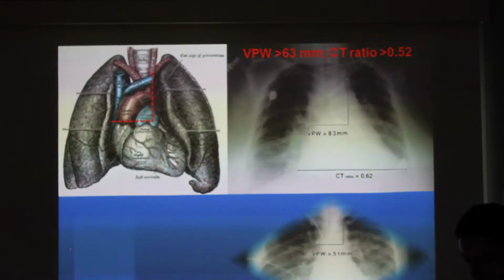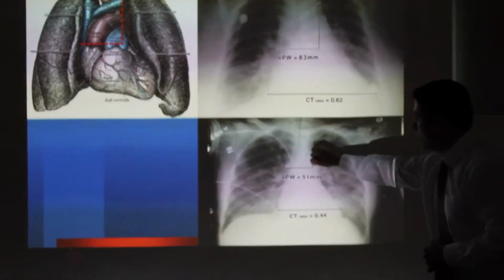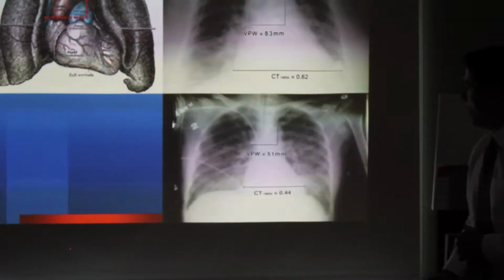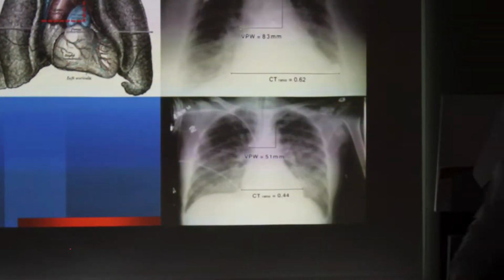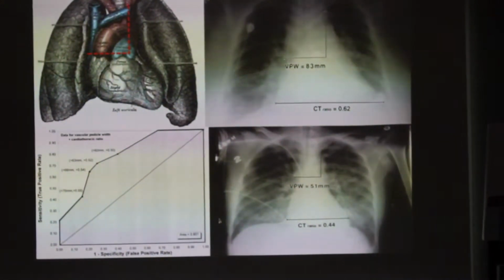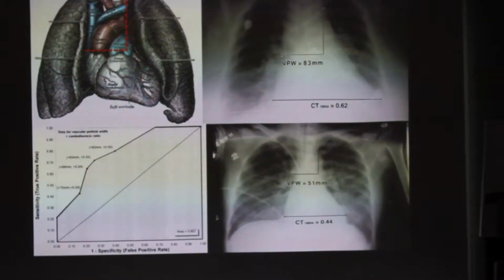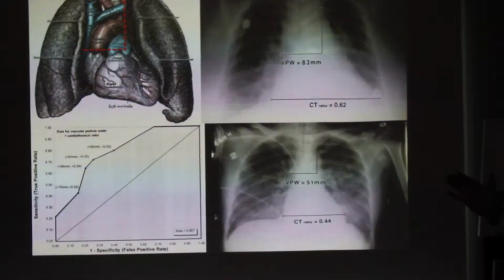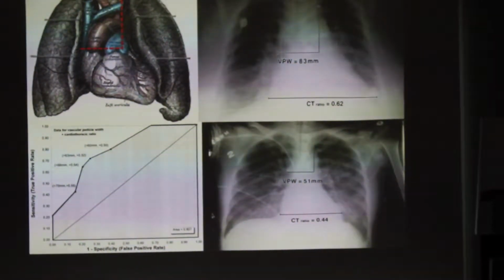But here, for instance, this is another X-ray, the VPW. Here to here, and it's like 51 millimeter. It's below 63 millimeter, so the patient is not volume overloaded. So what they did in this study, they did some statistics, and they came up with a cutoff of 63 millimeter on VPW. Anything greater than 63 millimeter indicates volume overload. Anything below 63 millimeter indicates volume depletion.